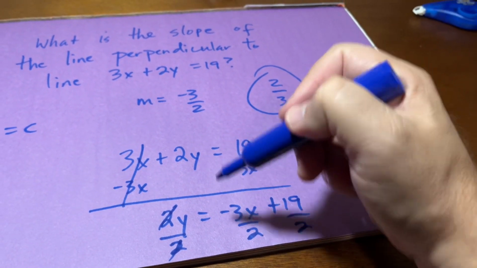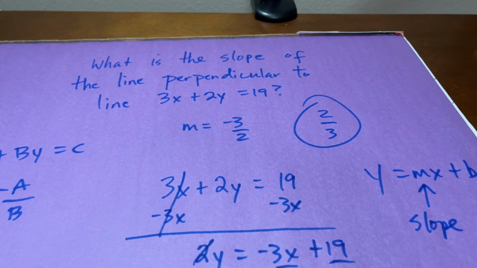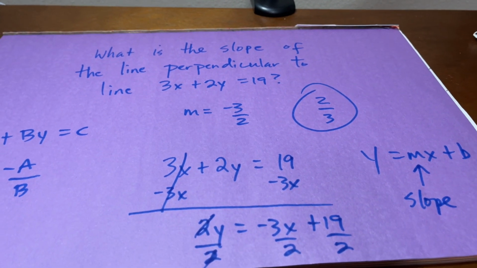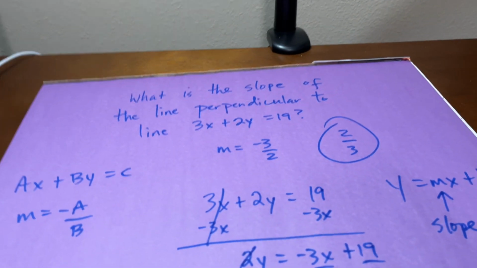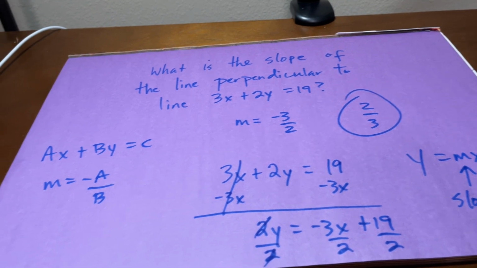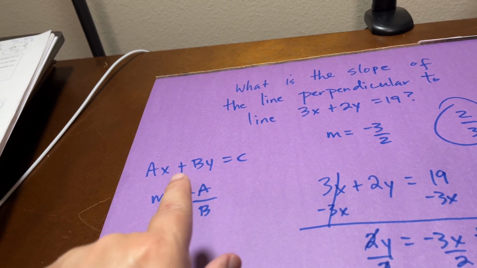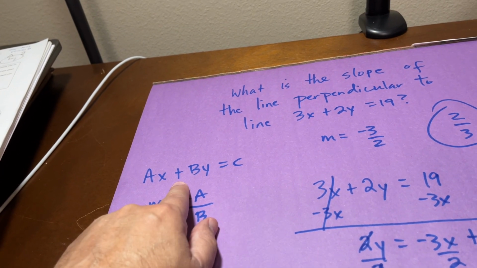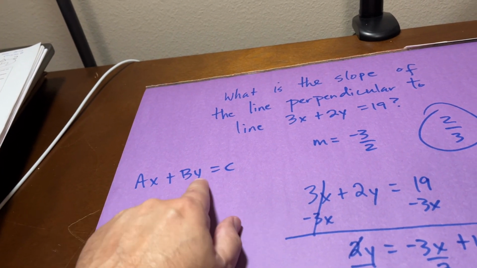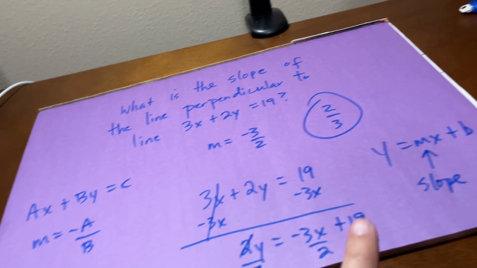But you realize this is a little time consuming. And if you're taking the ACT test, you have 60 minutes to do 60 questions. So every second you can save is really good. So keep that in mind. When a line is in standard form, the slope is the opposite of a over b. It's that, and you could answer the question quickly.